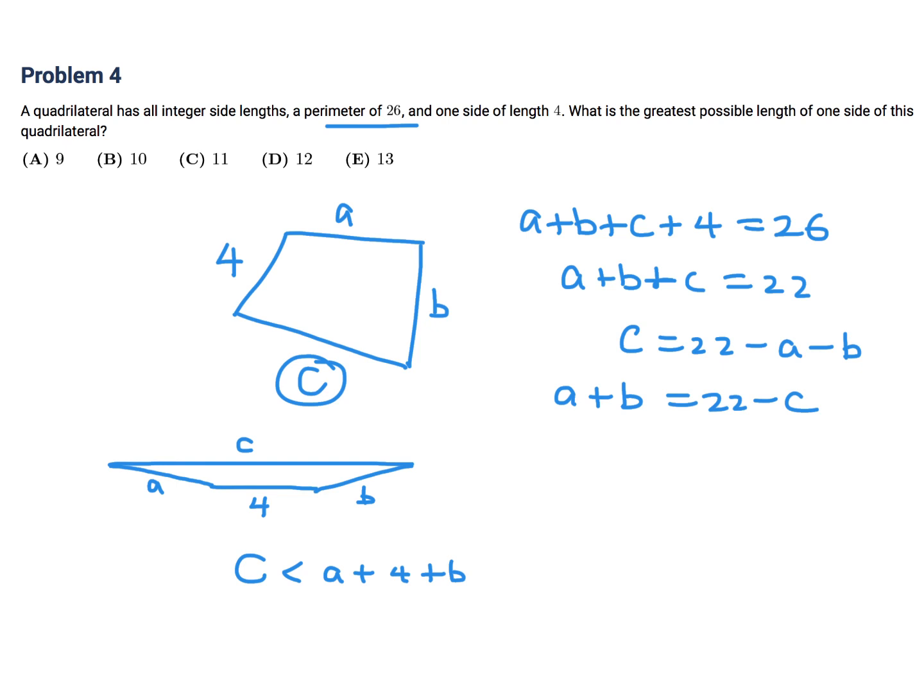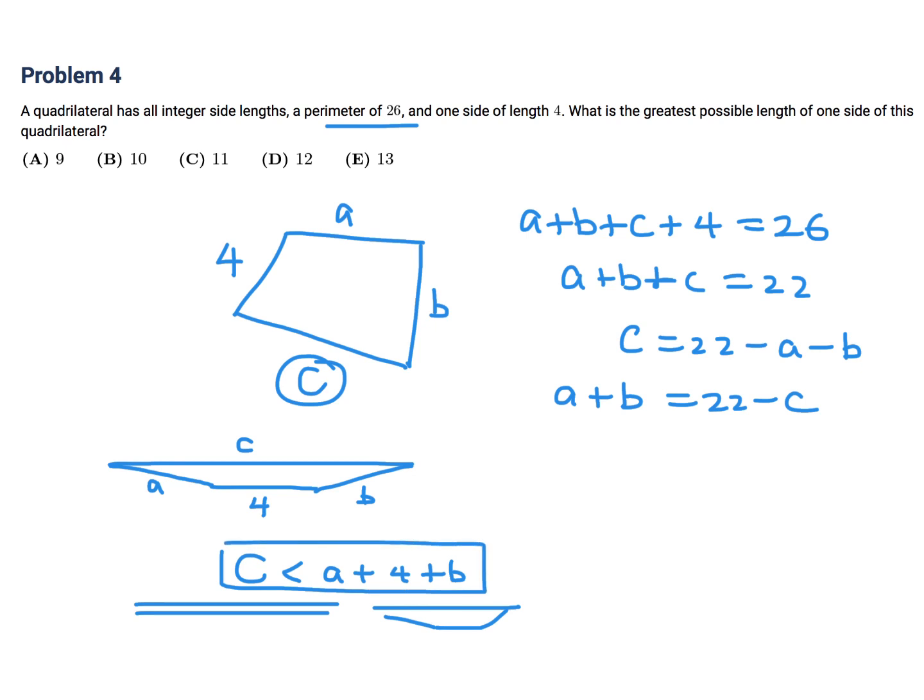Because if C was equal, it would be 2 straight lines, like this. And if C was greater, then you wouldn't be able to make a quadrilateral. So this is very important, this right here. So let's take that into consideration and put that in there. So C has to be less than A plus B plus 4.